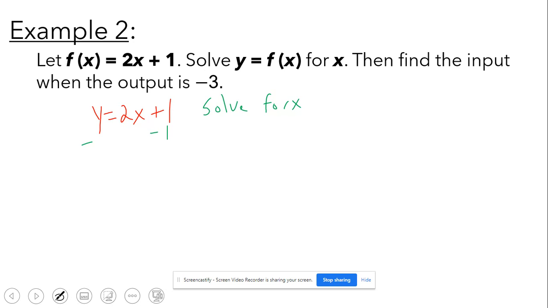So I'm going to subtract 1 on both sides. I've got y minus 1 equals 2x. And then I'm going to divide by 2. And I could just leave it like this. y minus 1 over 2 is equal to x.